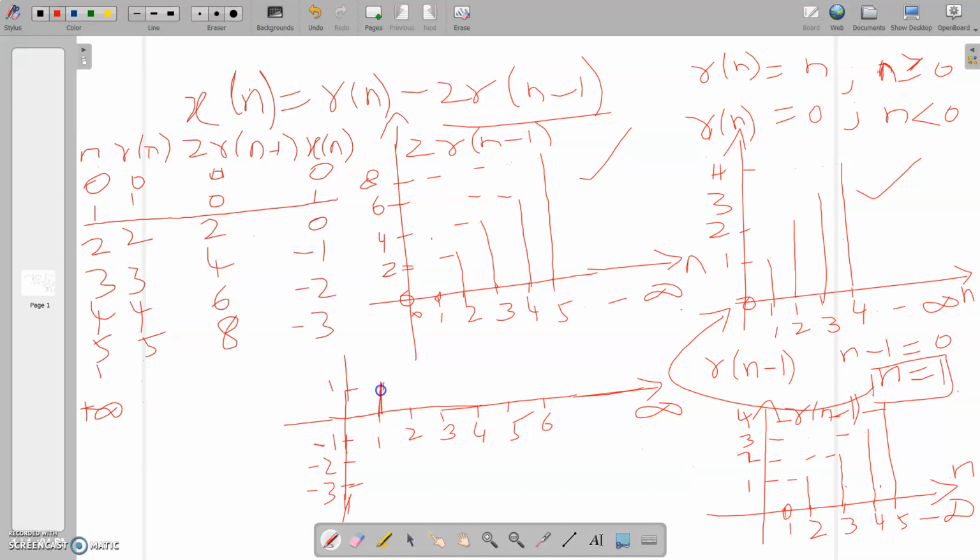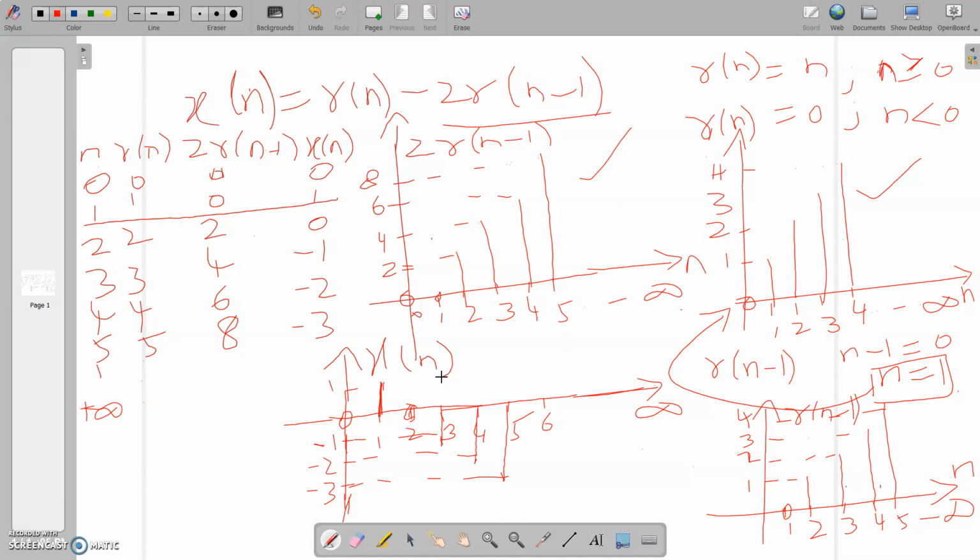At 1, the value is 1. At 0, the value is 0. At 2, again the amplitude is 0. At 3, the amplitude is minus 1, so you have to draw like this. At 4, the amplitude is minus 2. At 5, the amplitude is minus 3. So you will be getting your value like this. So this is your x of n. Are you getting?